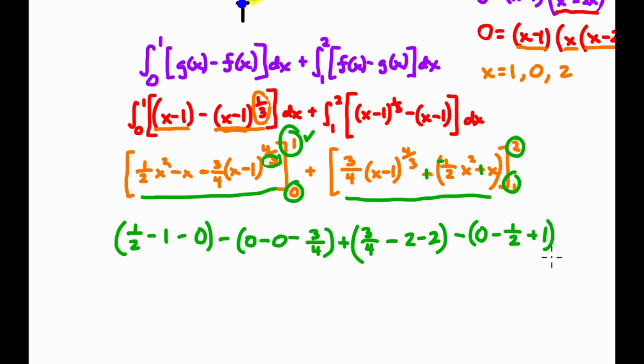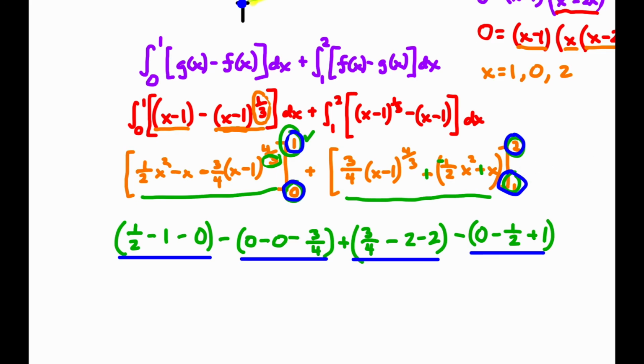Okay. So I tried to group these as easy to follow as possible. So this part right here is going to be with the 1 right here. This part right here is when you plug in the 0. This part right here is when you plug in a 2. And then this part right here is when you plug in a 1.